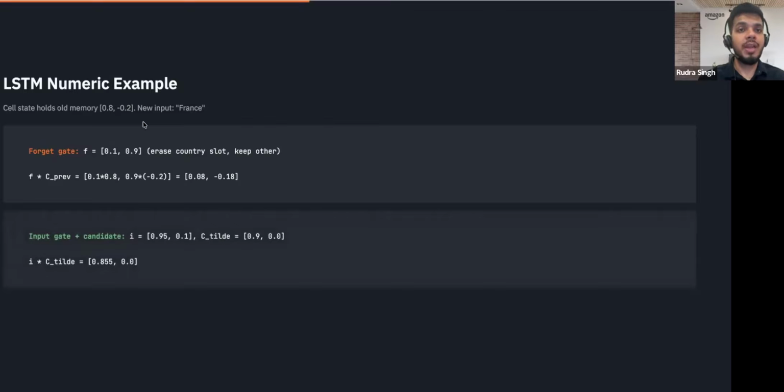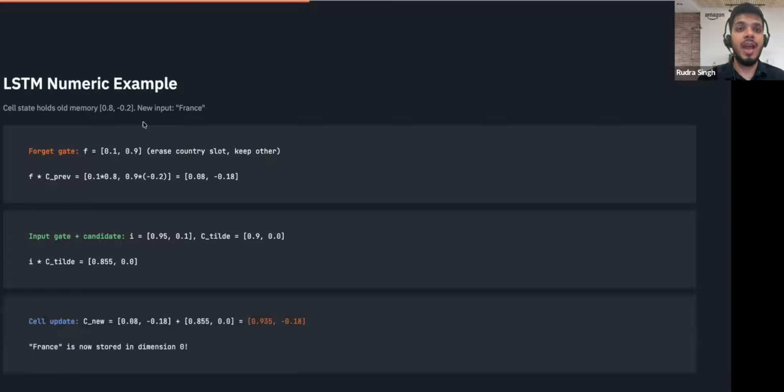Now the input gate kicks in. The input gate says write strongly into dimension 0 with a value of 0.95, and the candidate says the new value should be 0.9. Multiply those together and you get 0.855. That's France being written into the country slot. Final step, we add the two together. 0.08 plus 0.855 gives us 0.935. France is in, Italy is gone, and the gates did exactly what they were supposed to do. And this is how the mathematics behind the gates actually works in a synchronous manner.